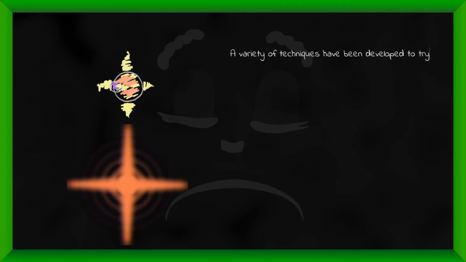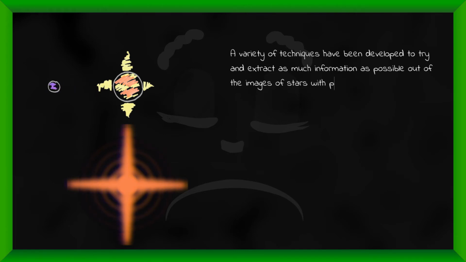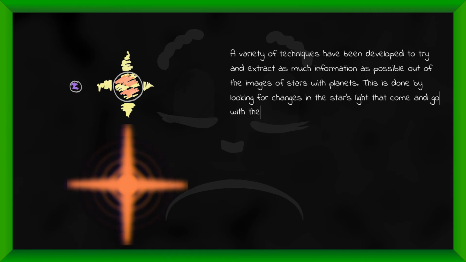Since it is very difficult to directly image an exoplanet, a variety of techniques have been developed to try and extract as much information as possible out of the images of the combined star system. One of the main ways that this is done is by looking for the subtle changes in a star's light that match the period of the planet's orbit. This does allow for information to be gathered about the planet without imaging it directly.